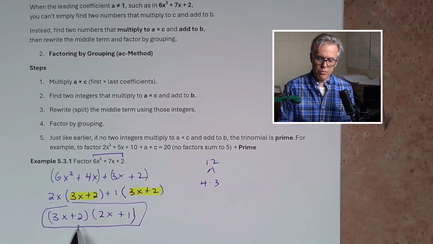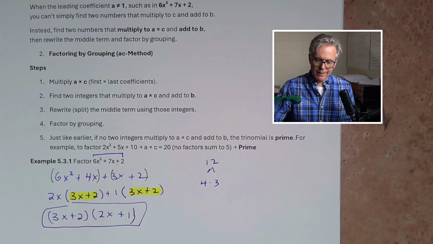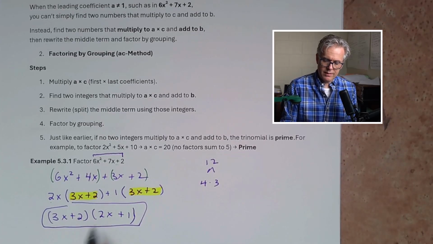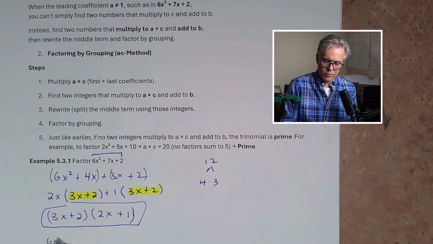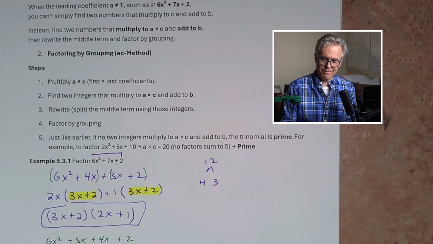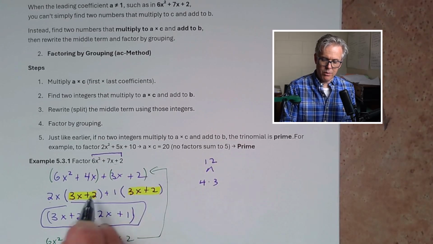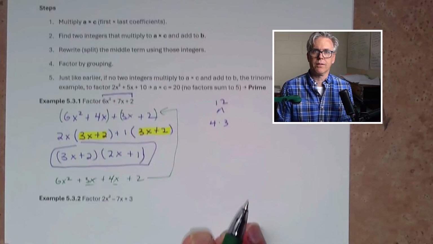And I'm going to leave it up to you to FOIL that back out. Well, let me do this first one. The 3x times 2x is 6x squared. 3x times 1 is plus 3x. 2 times 2x is plus 4x. And 2 times 1 is 2. Notice, we have this right here. This is exactly what we had when we broke it apart. That's why this technique works.